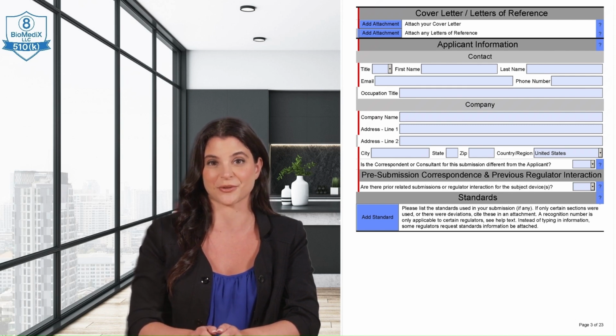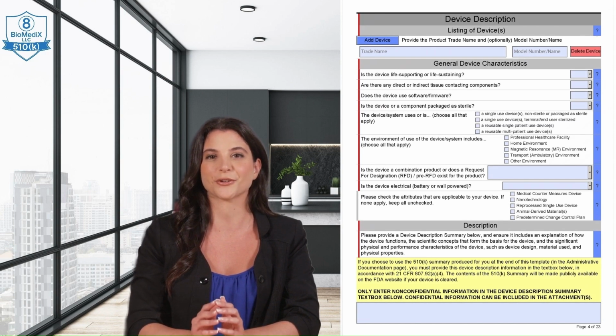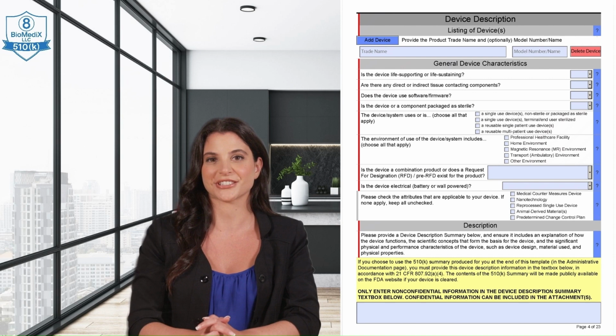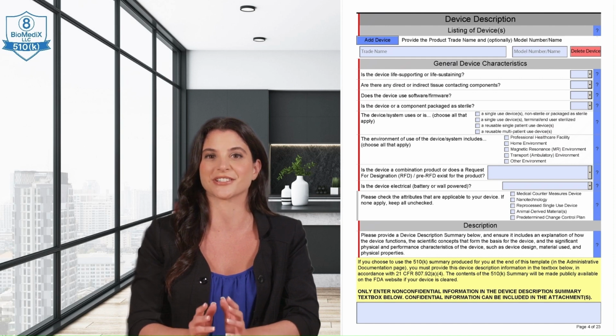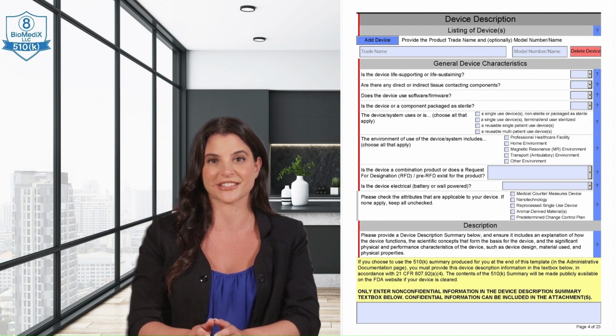Under Device Description, you'll begin by listing the product trade name and optionally model number and name of all devices included in this submission. Subsequently, you'll answer a series of fundamental questions about your device's characteristics, such as whether it is life-supporting or life-sustaining, has tissue-contacting components, uses software and firmware, or is packaged as sterile.